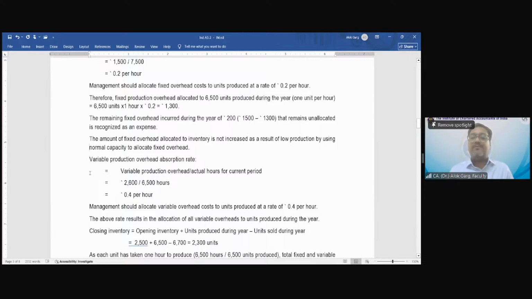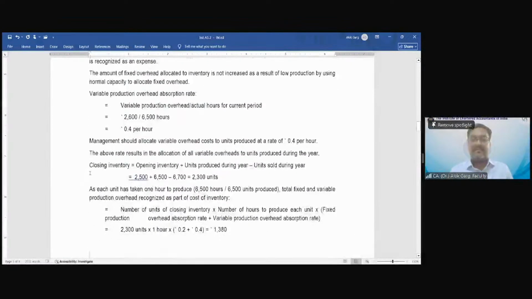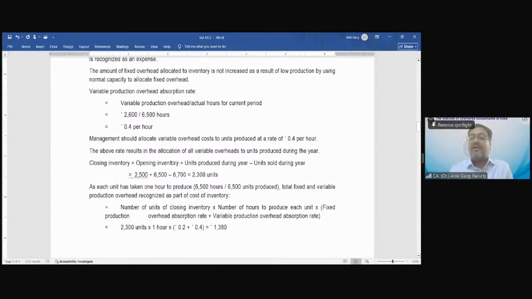Variable production overhead absorption rate is 40 paisa per hour, 2,600 divided by 6,500. Management should allocate variable overhead cost to units produced at a rate of 40 paisa per hour. The above rate results in the allocation of all variable overheads to units produced during the year. What is my closing inventory? Opening plus produced minus sold, which is 2,300 units. Up to this level, we are all clear, right? We have already discussed.